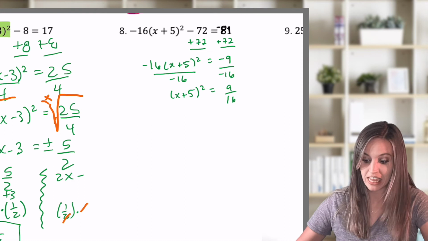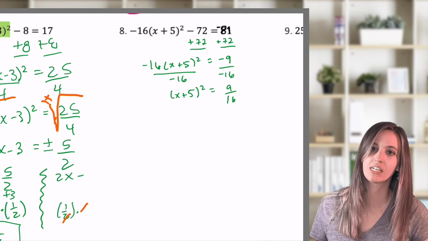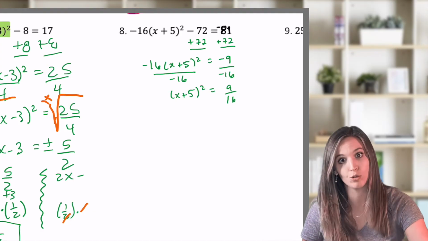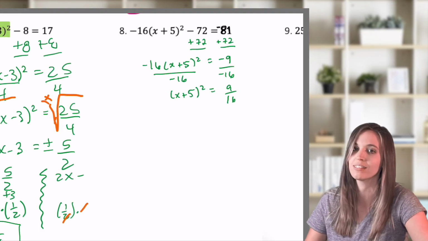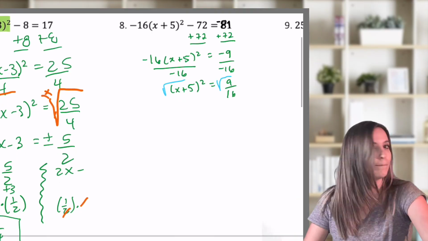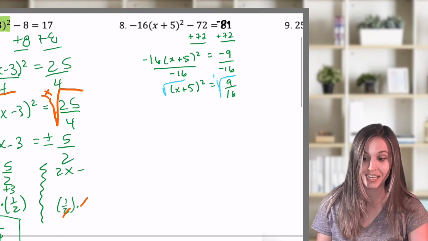Oh, did you see that? -9 divided by -16. Thank goodness they were both negative, right? Because when we divide or multiply 2 negatives, we simplify to a positive. Whew. So that way when I start square rooting, I'm square rooting a positive because we don't know yet how to square root a negative.